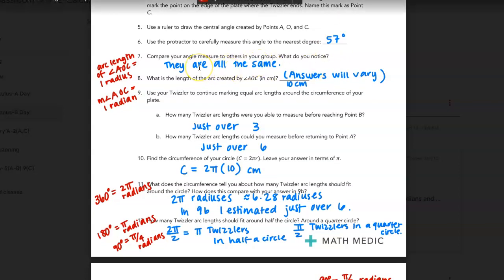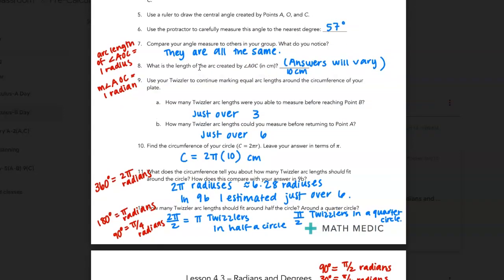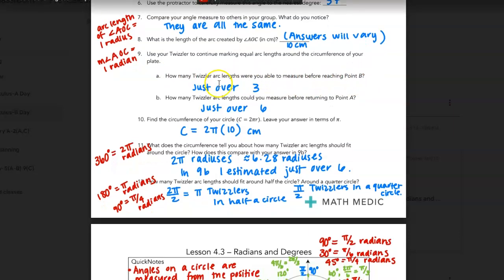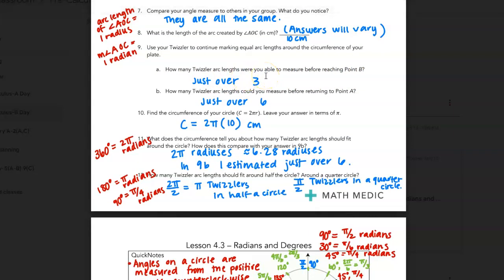Ideally, if everyone did it right, they would all be the same. And then the length of the arc depends on how big the circle is, so it wouldn't necessarily be 10 centimeters in our case. Then we want to keep wrapping the radius around the arc of the circle. How many Twizzler arcs, so these are radius lengths, would wrap around half of the circle? Starting at point A, wrapping around to point B, you should have just over 3 radius lengths that wrap around halfway. And really what this number is, is pi.